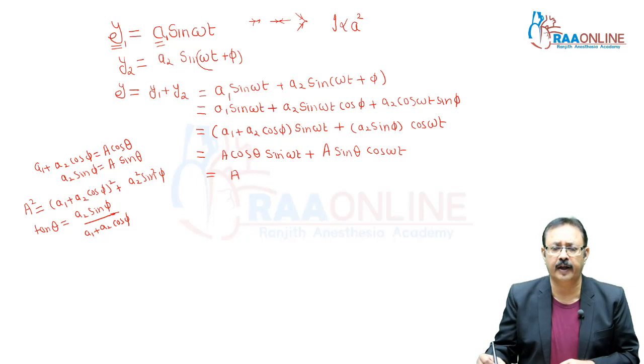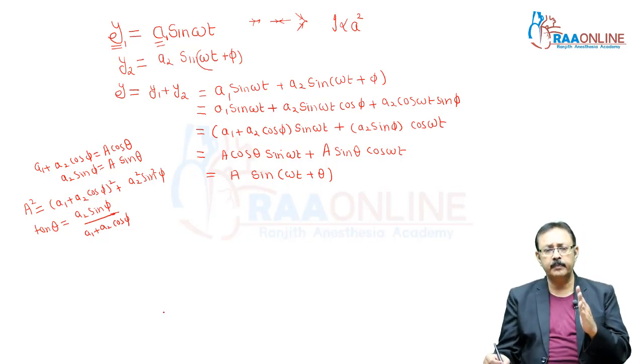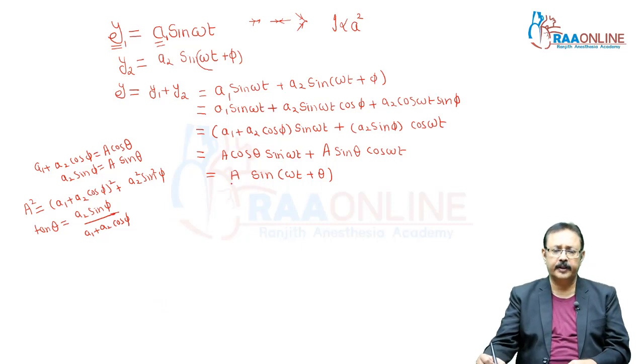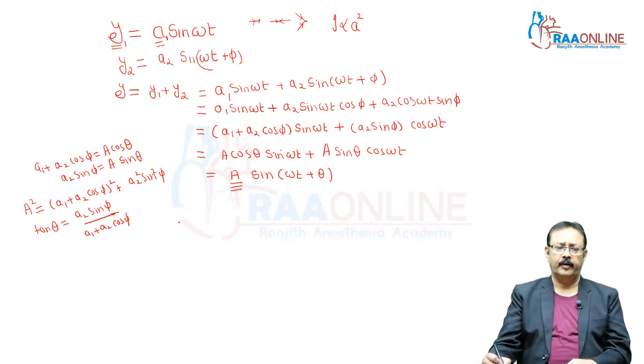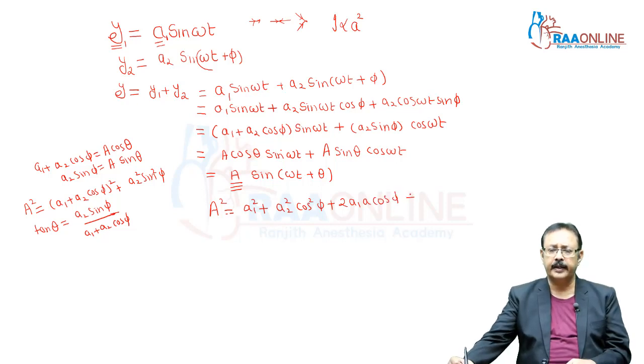Taking A common, what am I getting? Sin a cos b plus cos a sin b. It means the resultant of the superposition of two waves is again a wave. Means the particle will do simple harmonic motion again, but with a different amplitude. And what is the value of this amplitude? We can see from here, it is A1 squared plus A2 squared cos squared phi plus 2 A1 A2 cos phi plus A2 squared sin squared phi.